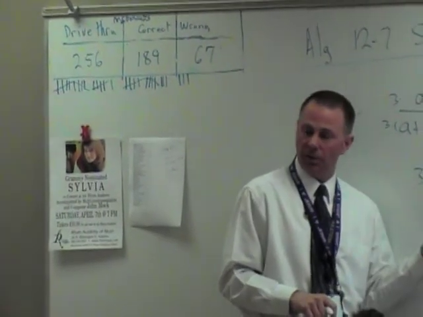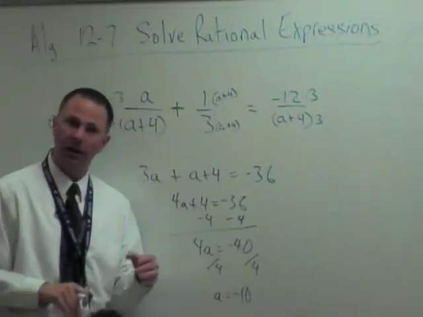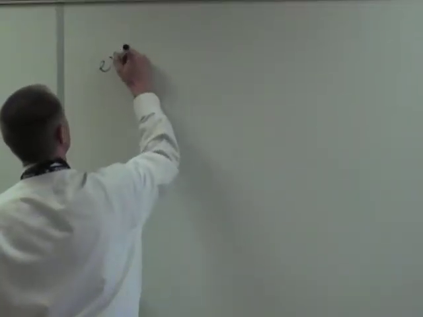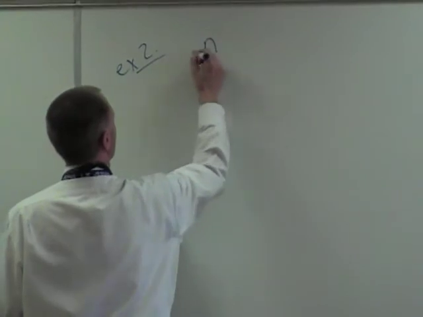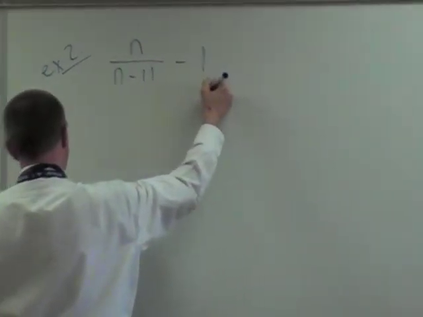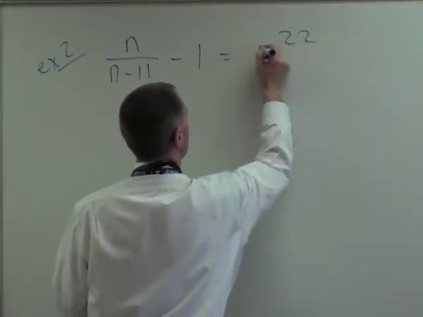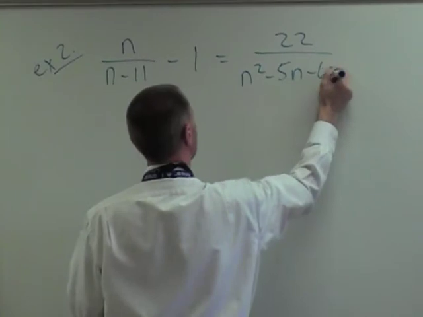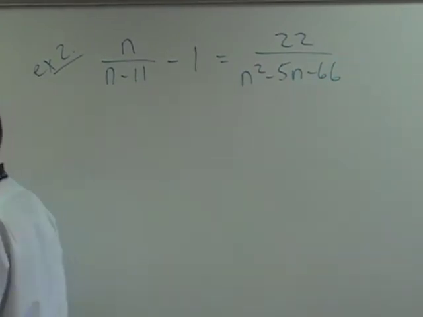Is everybody okay? All right, let's see if you can actually do it by yourself this time. Example 2: n over n minus 11 minus 1 equals 22 over n squared minus 5n minus 66. I saved the hard one for you guys. All right, I'll give you 2 minutes.